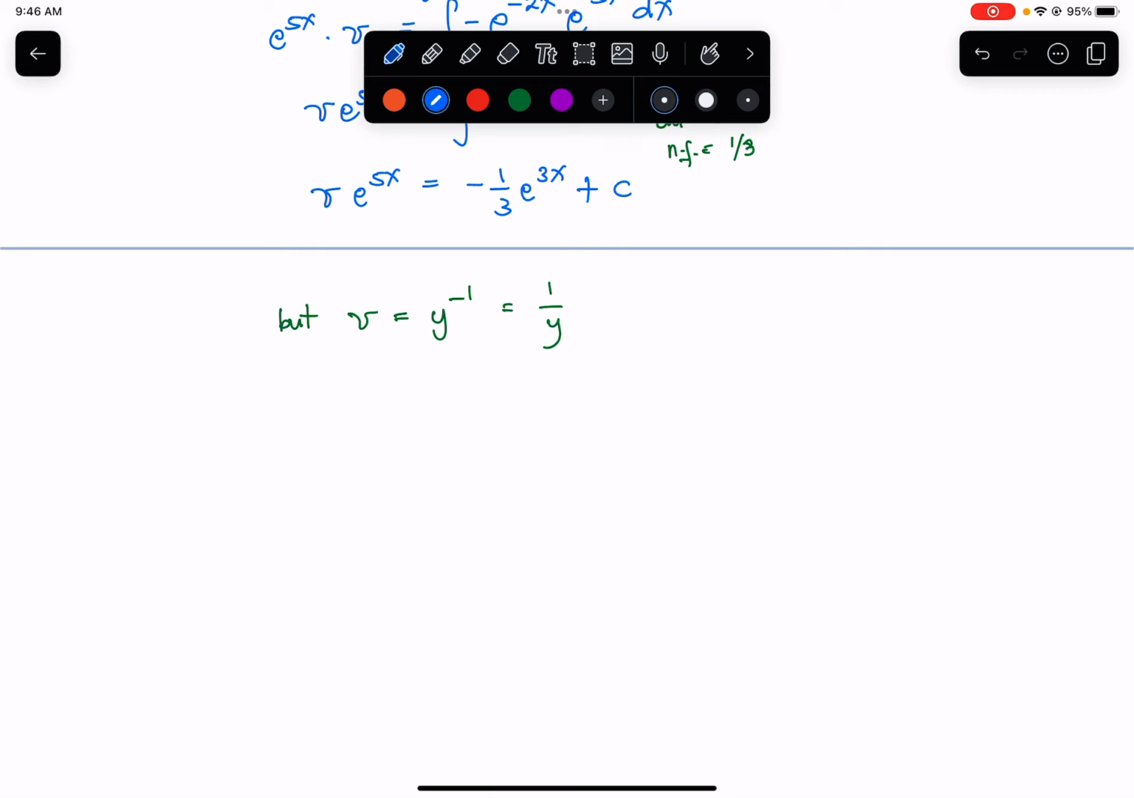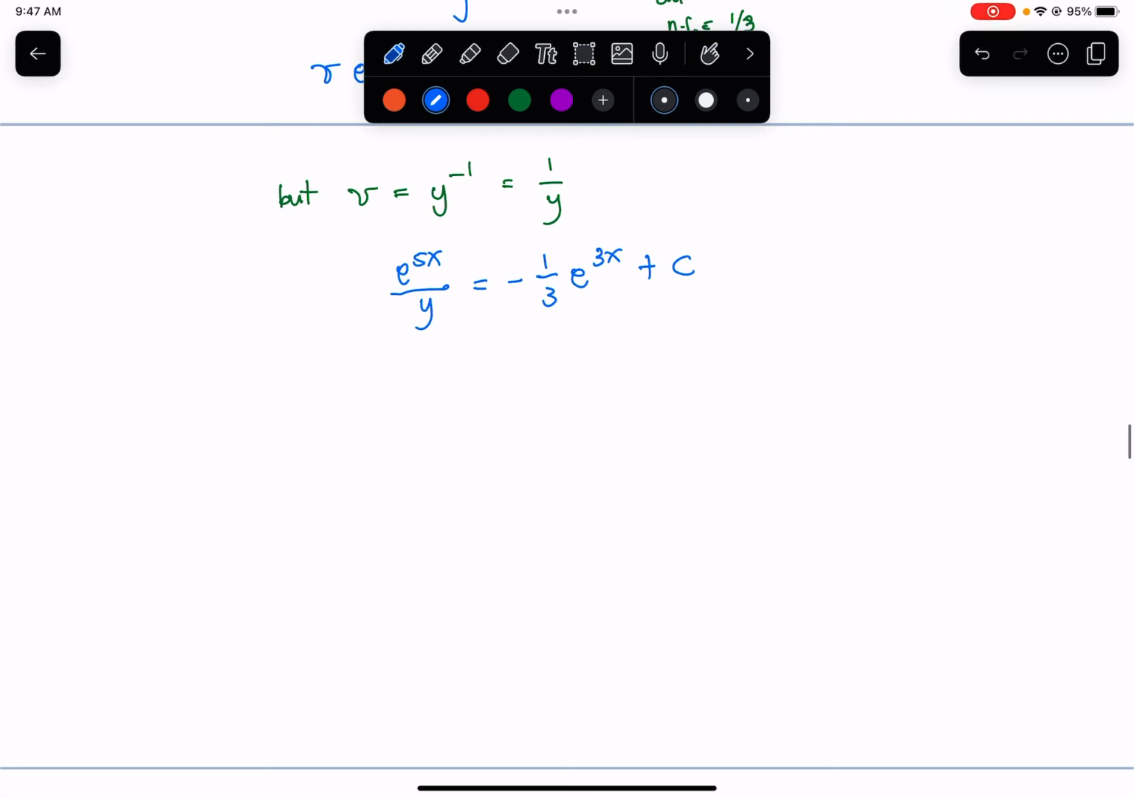So substituting 1 over y for v, we get e raised to 5x, so v is 1 over y, or just simply e raised to 5x all over y, and then it equals negative 1 over 3 e raised to 3x plus c. Then we multiply both sides by 3y. So 3y over y is 3, so 3 e raised to 5x. And then 1/3 times 3y is just y.